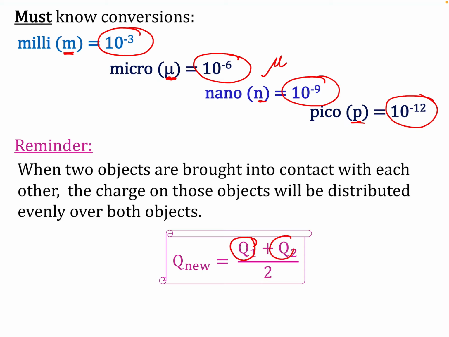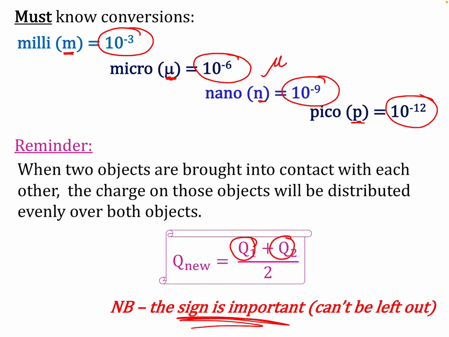Here, whether we've got a positive or a negative is actually very important. So, the sign is important. We can't leave the signs out. In any other equation that we do in electrostatics, you leave the sign of the charge out. We're working with the magnitude of the charges. Here, no, because we're looking at how the positive and negative neutralize themselves.